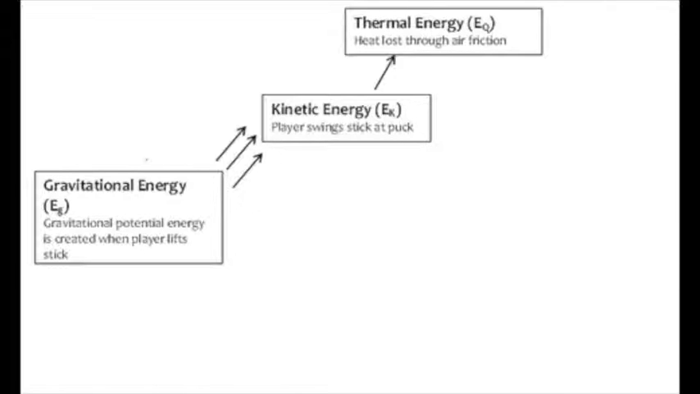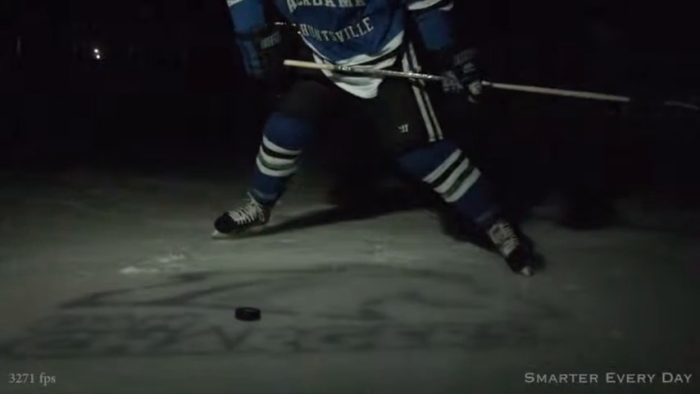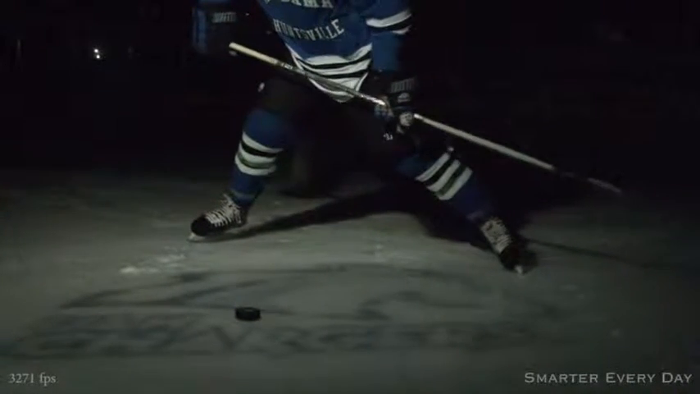As the player begins to swing, they raise their stick. When this happens, there is potential energy as the stick comes up from the ice, and kinetic energy as the player moves their arms in a swinging motion. As gravitational potential energy decreases and the stick moves towards the ice, something interesting happens.